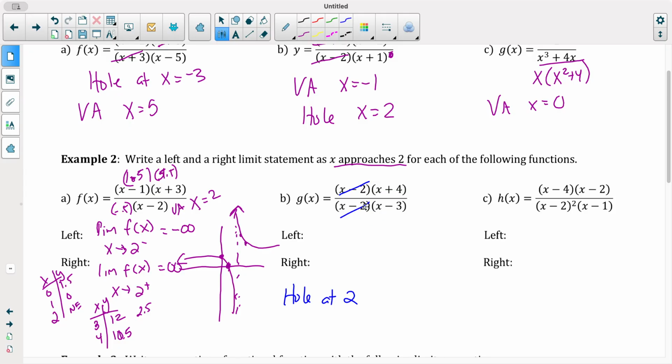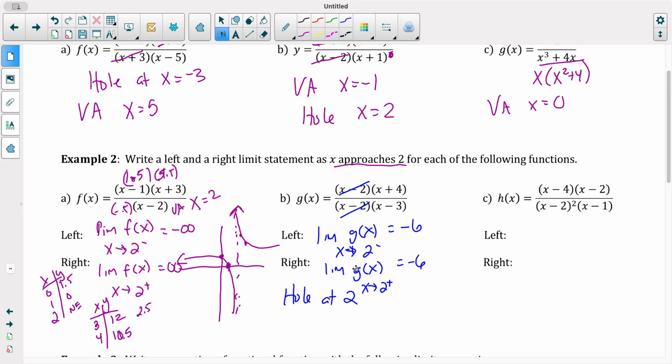If it's a hole, the numbers are going to actually be defined. In this case, they cancel out, so I can just substitute 2 in for both of these, because if I did it with the canceled factors, it would just be 0. So 2 plus 4 is 6, 2 minus 3 is -1, and 6 divided by -1 is -6. There's an actual answer for it. So the limit of g of x as x approaches 2 from the left is going to be -6, and the limit of g of x as x approaches 2 from the right is also going to be -6.